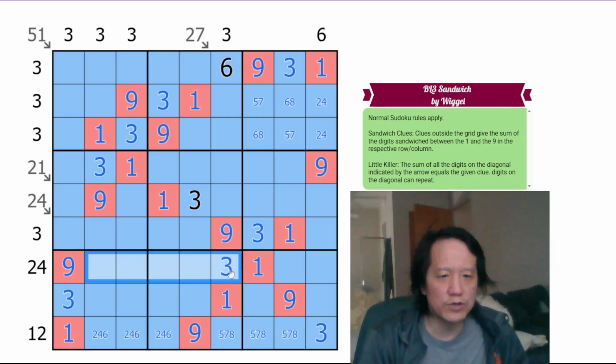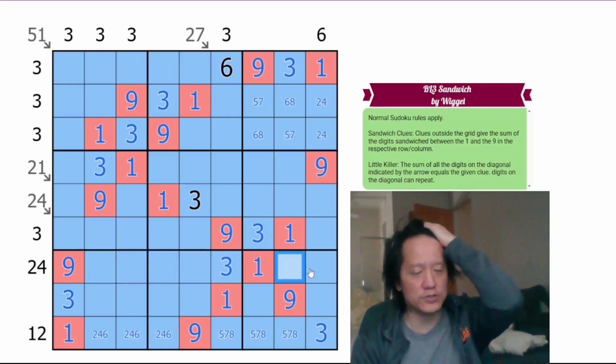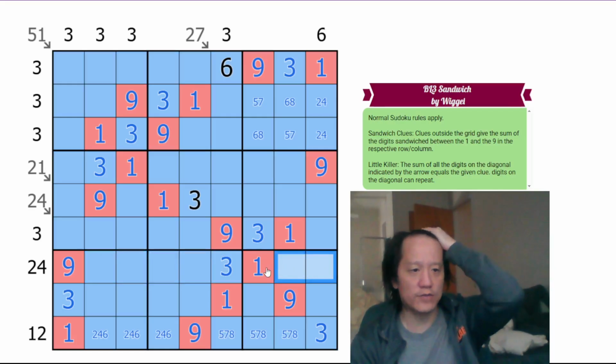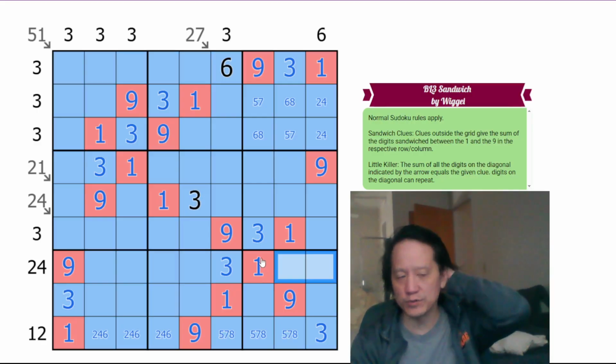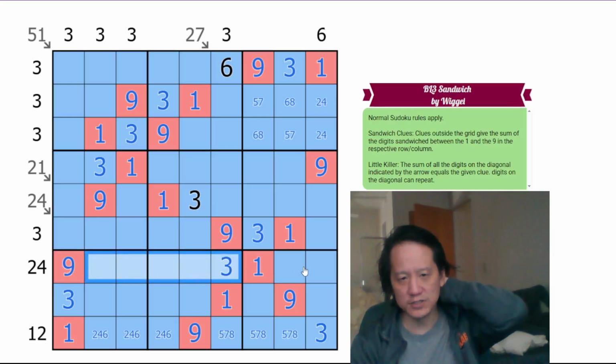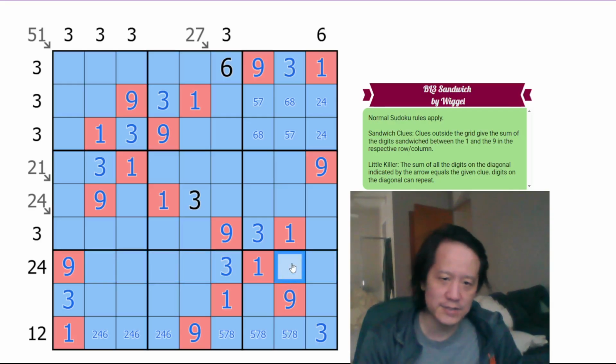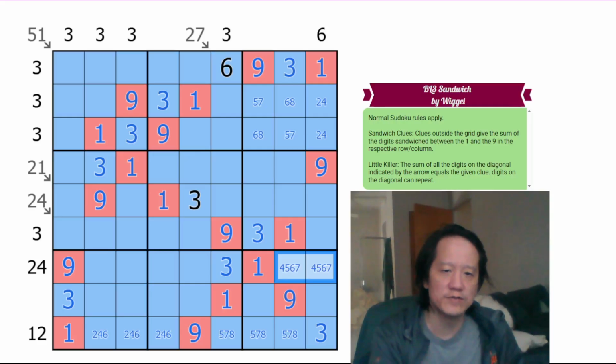This adds up to 24 here. So these 2 digits must be 45, which is the digits 1 through 9 summed up together, minus 10, which is 35, minus 24, which is 11. So this has to be 2 digits adding up to 11 without 9, without 3. So no 2, 9, no 3, 8. It's either 4, 7 or 5, 6 here.